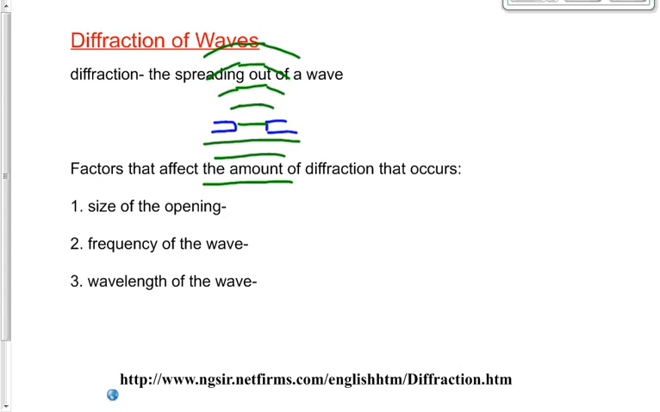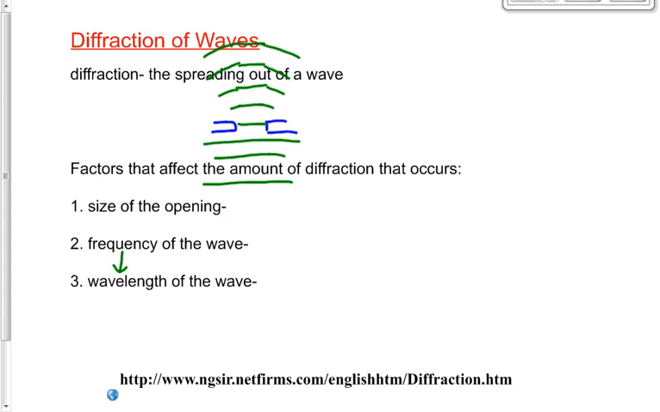There are three things that affect the amount of diffraction that you get. One is the size of the opening, one is the frequency of the wave, and then kind of from the frequency, the wavelength of the wave affects it as well. Do you guys remember how the size of the opening affects it? Smaller opening creates more or less diffraction? Smaller opening, more or less diffraction?